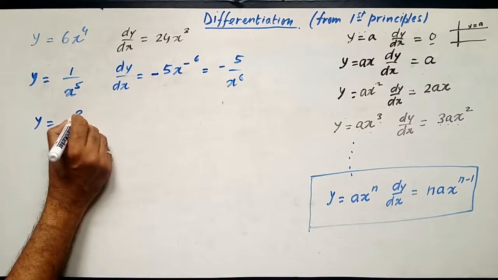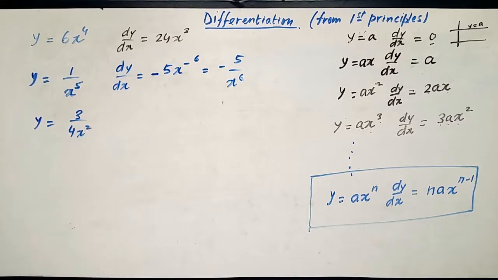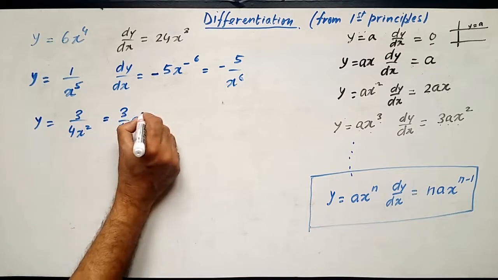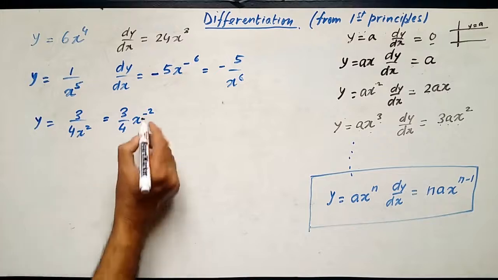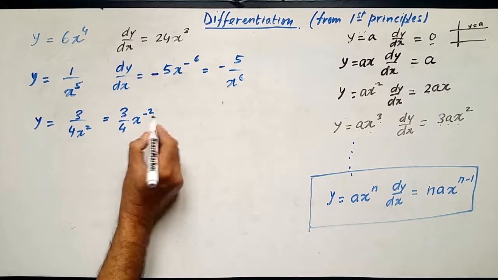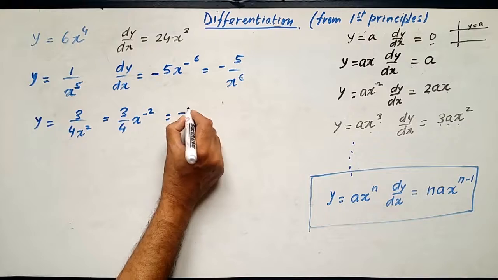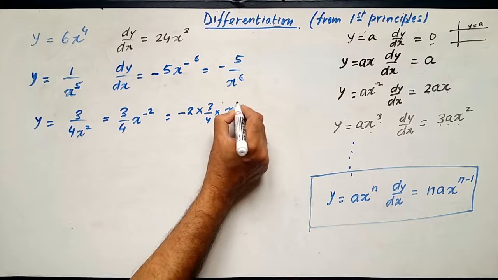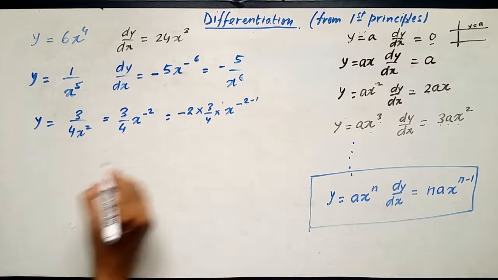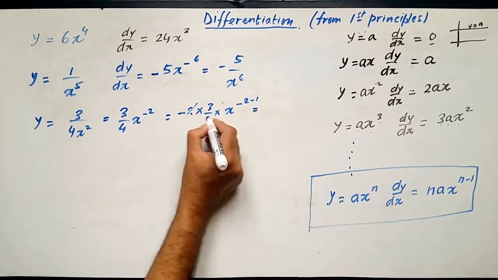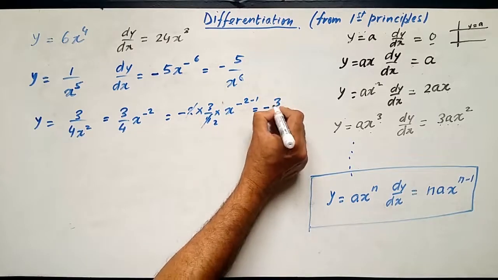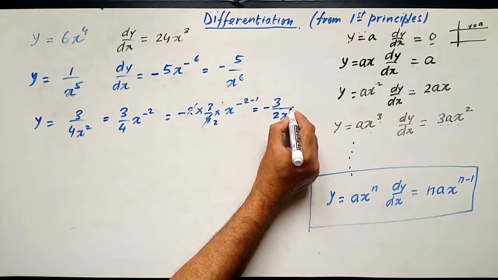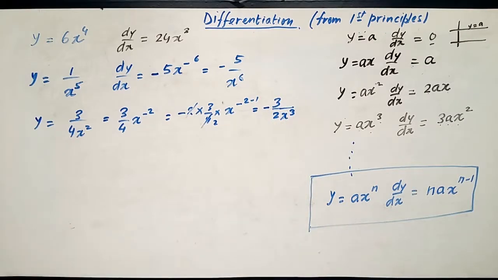Y is equal to 3 by 4 x squared. Okay. So this is equal to 3 by 4 x to the power minus 2. So minus 2 will be multiplied by 3 by 4. 2 will get cancelled. So let's write it, minus 2 multiplied by 3 by 4 multiplied by x to the power minus 2 minus 1. So we get, this and this will cancel off. So we are getting minus 3 by 2, and this x to the power minus 3 will go down to the denominator as x to the power 3.